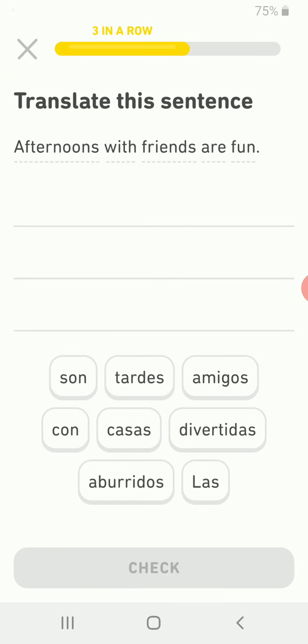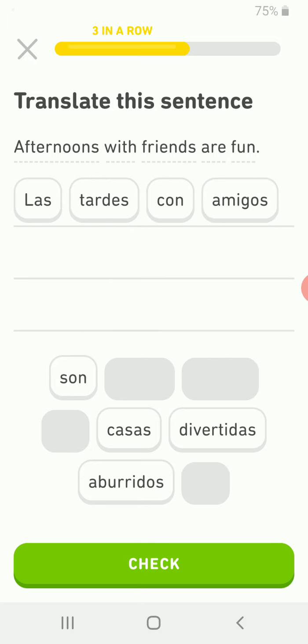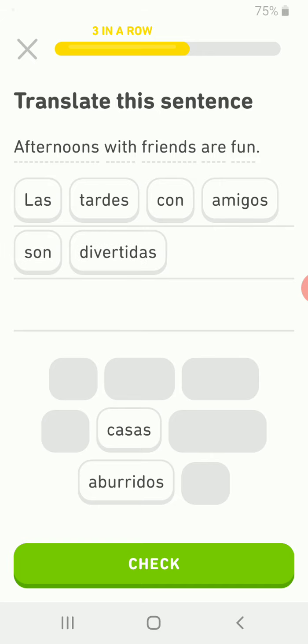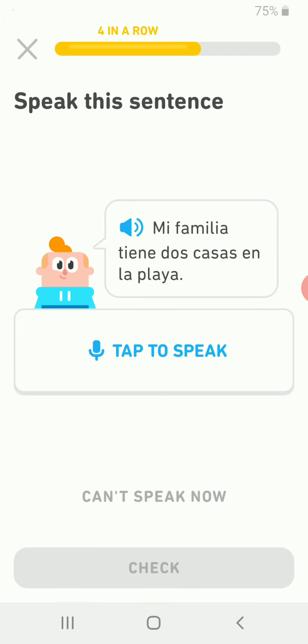Translate this sentence. Afternoons with friends are fun. So las tardes con amigos son divertidas. Aburridos, of course, is boring, but divertidas is fun. Interesantes is another word for interesting, also divertidos or divertidas, depending on the noun's gender, or the gender of the noun.